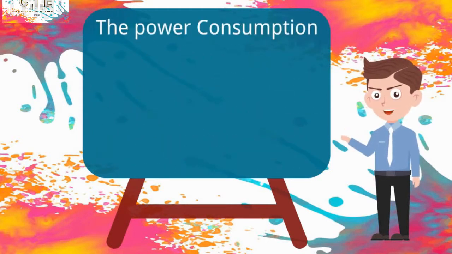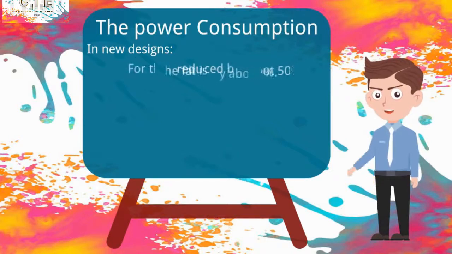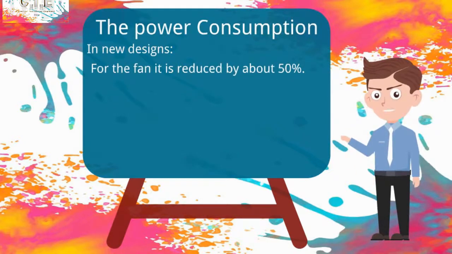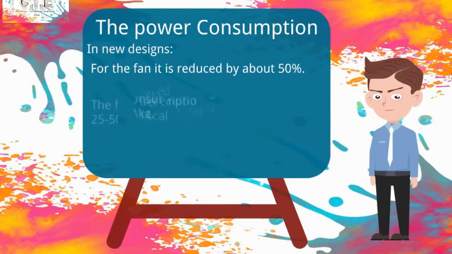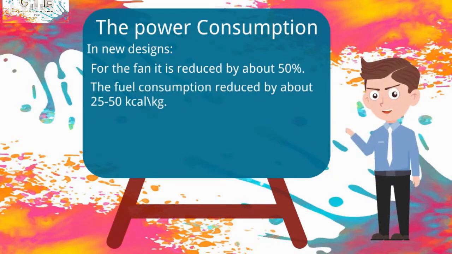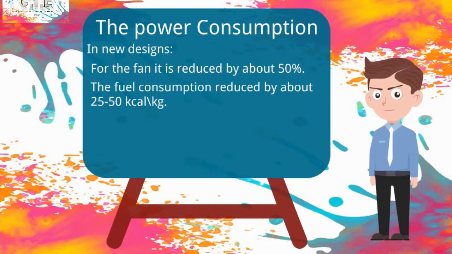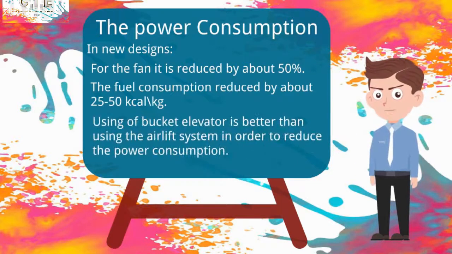And about the power consumption, in new designs, the power consumption of the fan is reduced by about 50%, and the fuel consumption is reduced by about 25 to 50 kilocalories per kilogram. And it's noticed that using a bucket elevator is better than using the airlift system in order to reduce the power consumption.